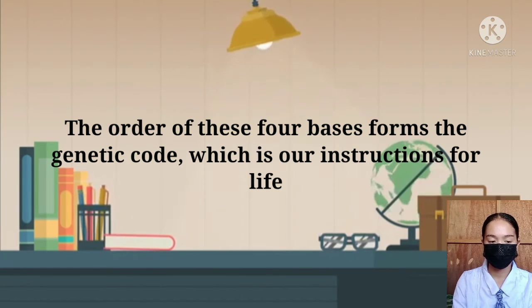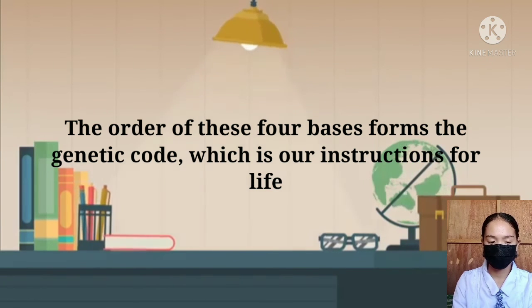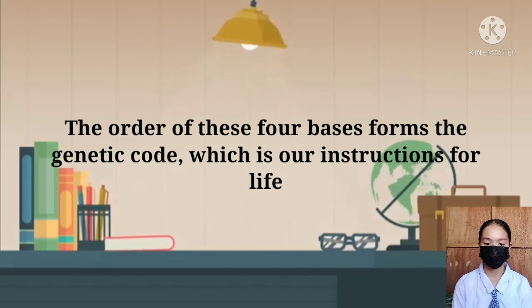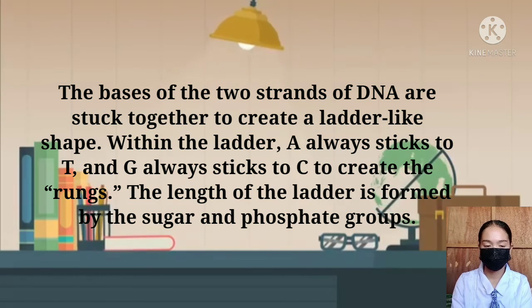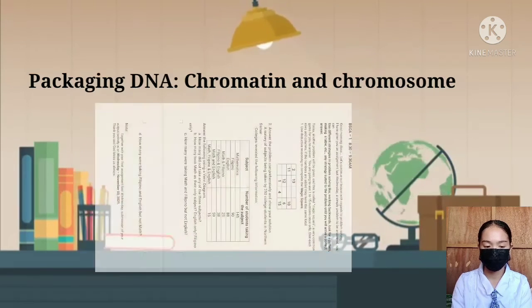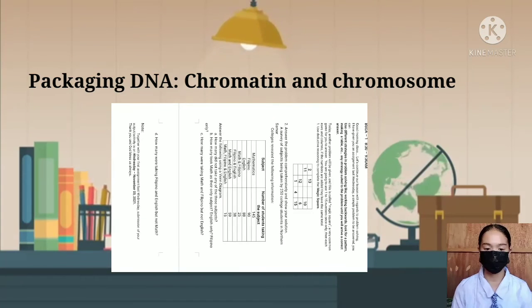The order of the 4 bases forms the genetic code, which is our instructions for life. The bases of the 2 strands of DNA are stuck together to create a ladder-like shape. Within the ladder, A always sticks to T and G always sticks to C to create the rungs. The length of the ladder is formed by sugar and phosphate groups. Packaging DNA, chromatin, and chromosomes.